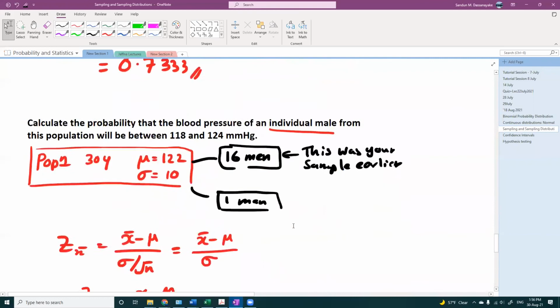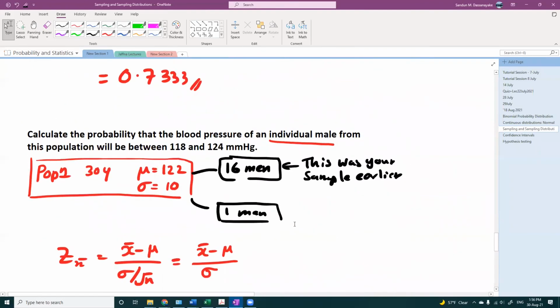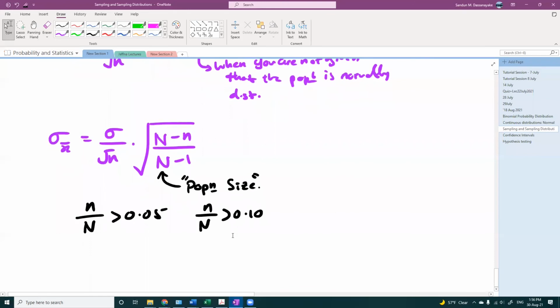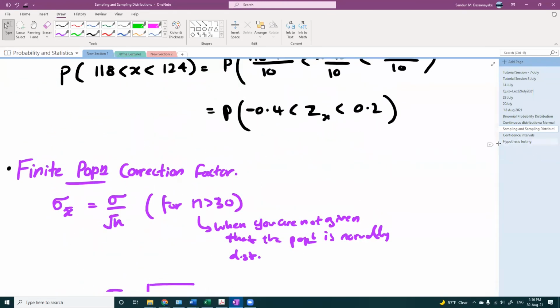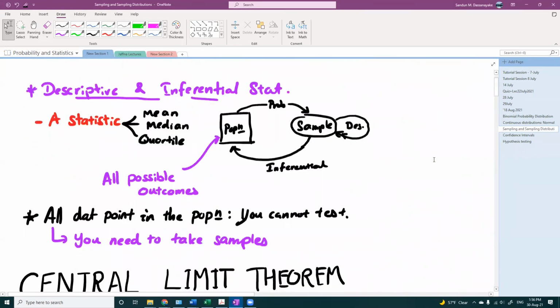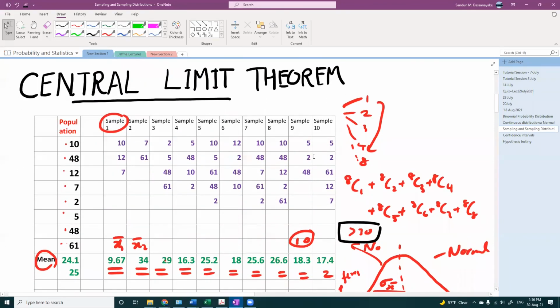Okay, so this is the idea of sigma value. Calculate the probability that the blood pressure of an individual in this population will be between these values. So we did a similar calculation. Okay, so this is the idea of sampling and sampling distribution. So what you need to remember is that when you have a sample, according to the central limit theorem, the sample mean belongs to a normal distribution. Okay. First point, the sample mean belongs to a normal distribution, and you can check the mean by referring to the standard normal distribution. Because you can convert it.